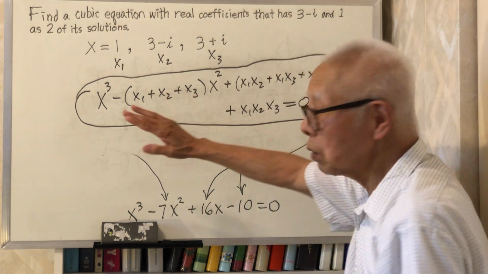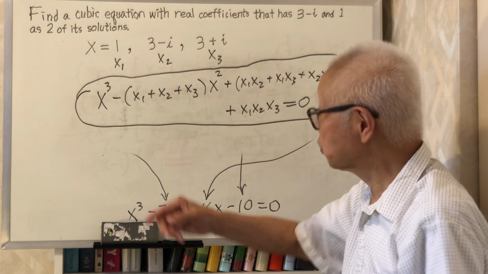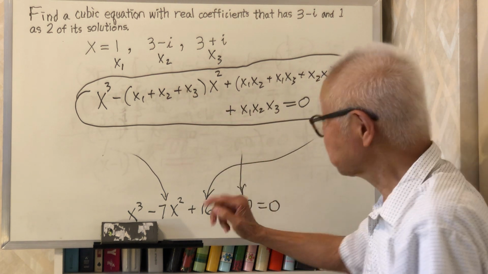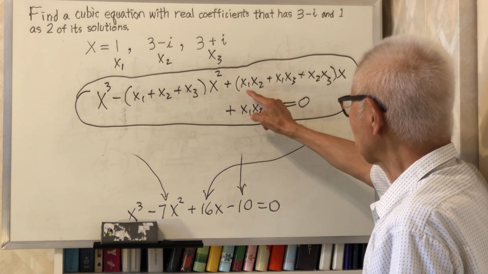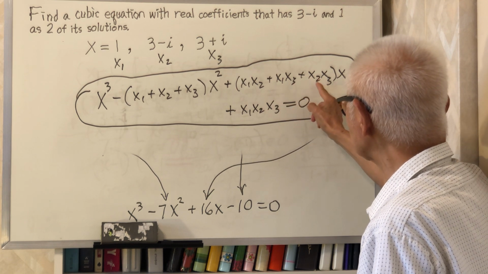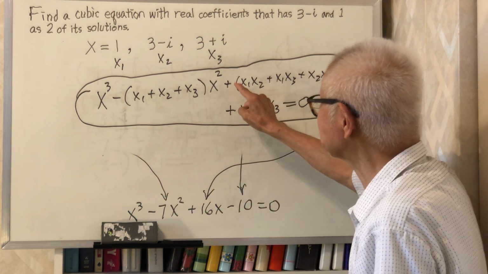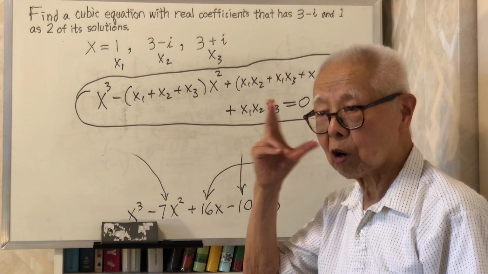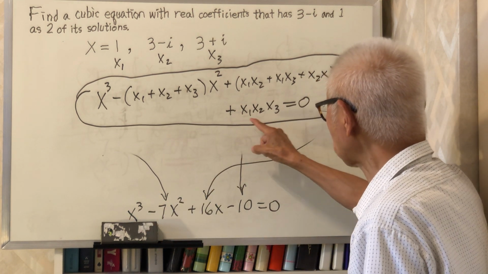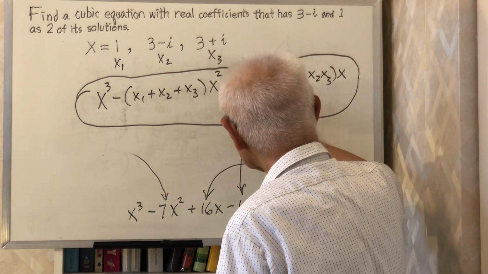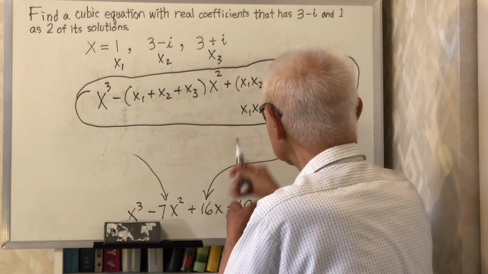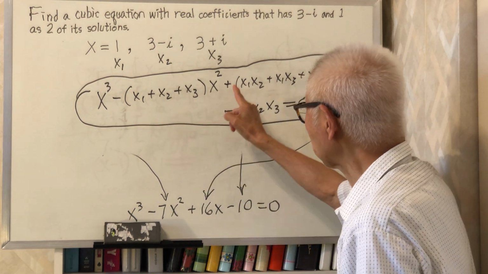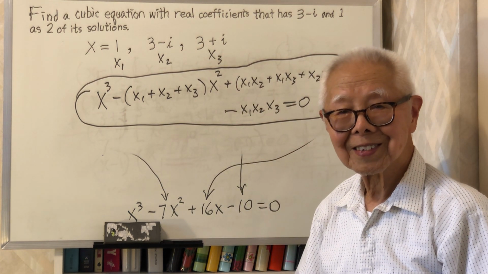Let me repeat. If you have the three answers, three solutions, add the three solutions, add a negative sign, that's the second term. The third term is x1 x2, x1 x3, x2 x3, no change of sign. The last term is the product of the three solutions, but you need to change the sign. Sorry, you need to change the sign. Okay, so minus, plus, minus. Okay?